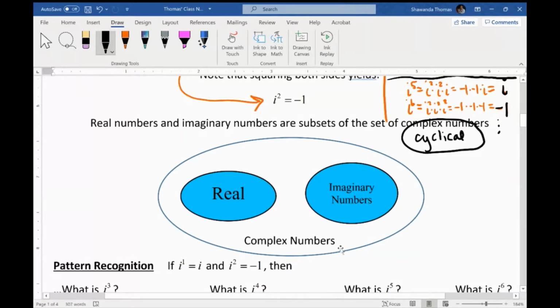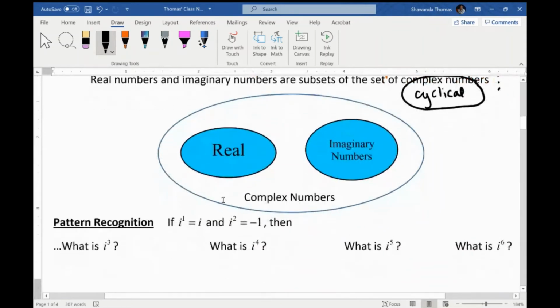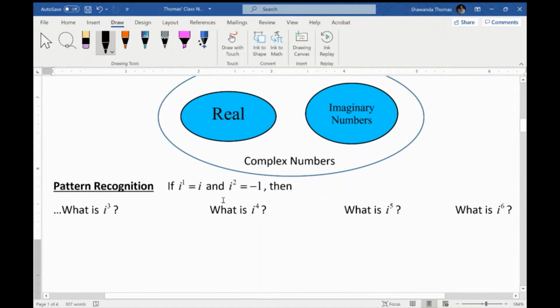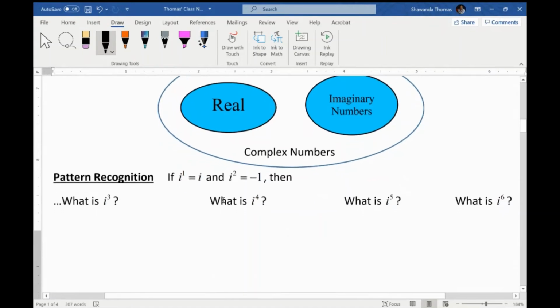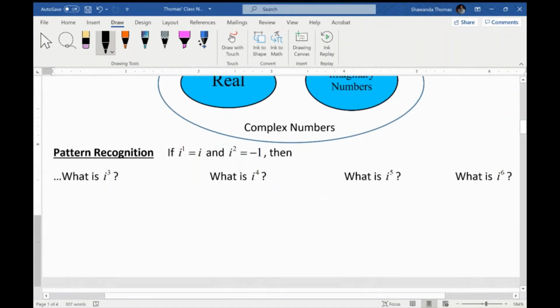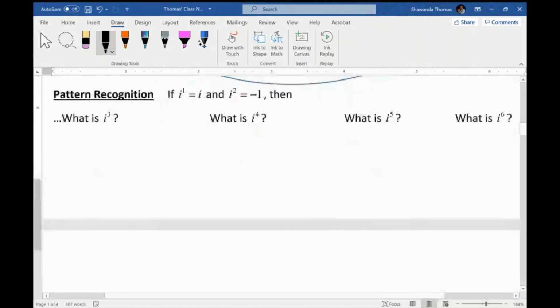So all of it together is called the complex number system. We're just working with two different types of systems. Some of it is similar, but some of it is new. So we're just going to have to learn the new rules for the imaginary number system. I'm going to skip that because we already did some pattern recognition.